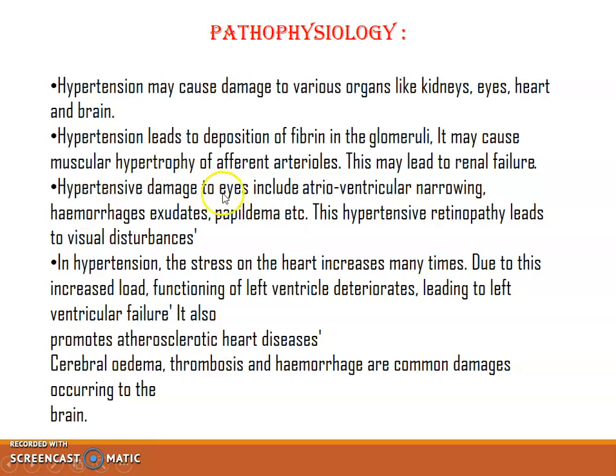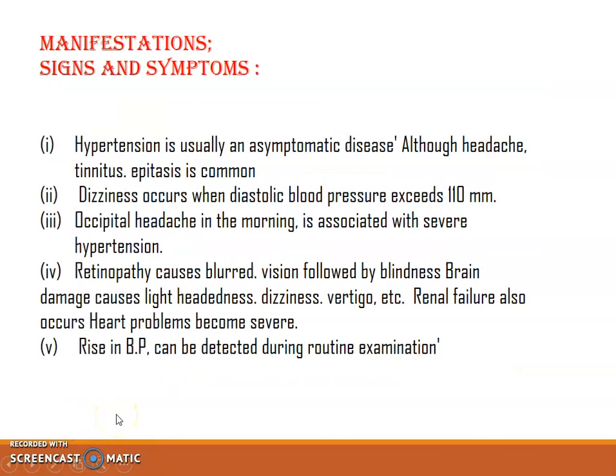Hypertension damage to eyes includes arteriovenous narrowing, hemorrhage, exudate, papilledema, etc. This hypertensive retinopathy leads to visual disturbance. In hypertension, the stress on the heart increases many times. Due to this increased load, function of left ventricle deteriorates, leading to left ventricle failure. It also promotes atherosclerotic heart disease, cerebral edema, thrombosis and hemorrhage, which are common damages occurring to the brain.